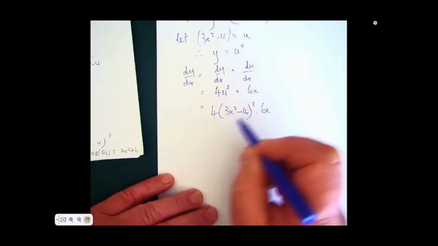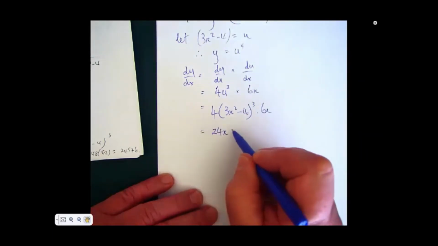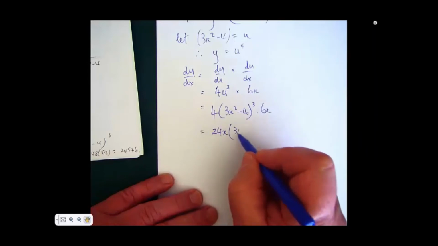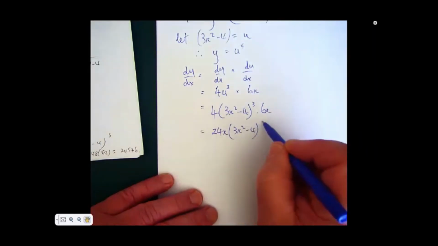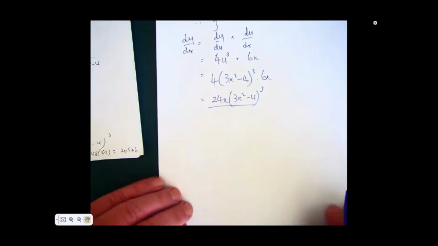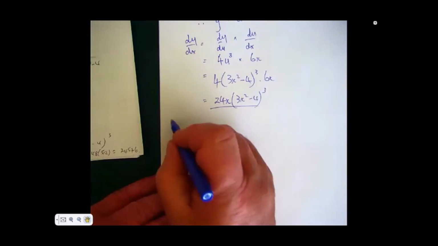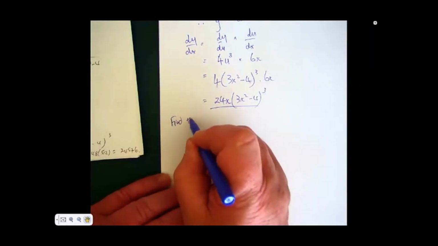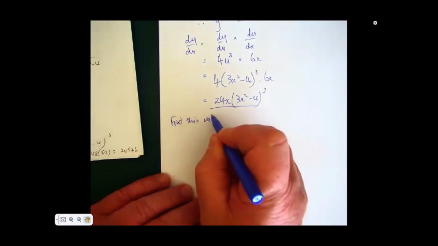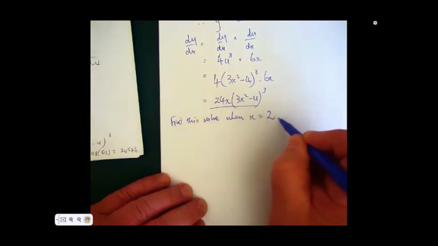Multiplied by 6x. And we can bring this forward. This will give us 24x times (3x squared minus 4) all cubed. Now, the lecturer or the examiner might say, find this value when x equals 2.